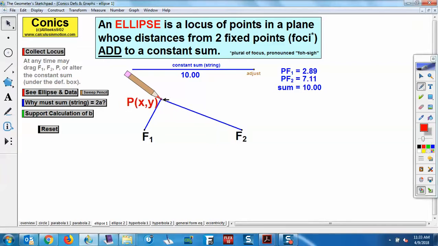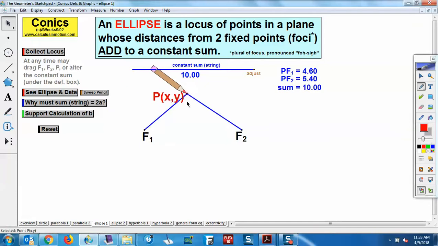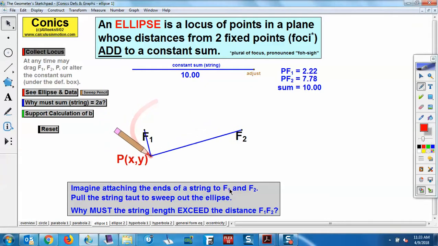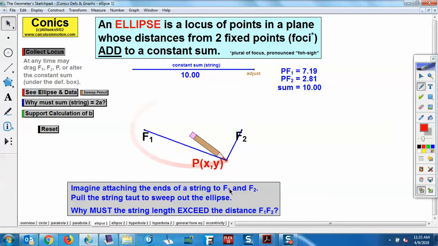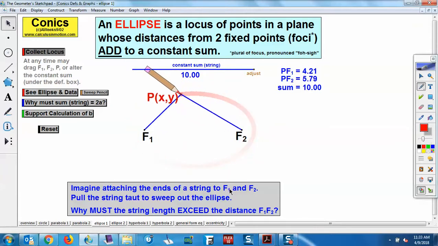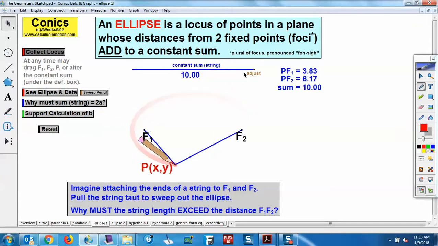And we were to grab this and drag it, okay, and go all the way around, right? That would create an ellipse. Okay, so that length of that string is not changing, right? So this plus this is 10, is constant the whole time.